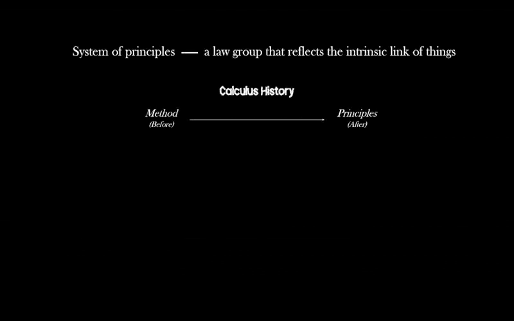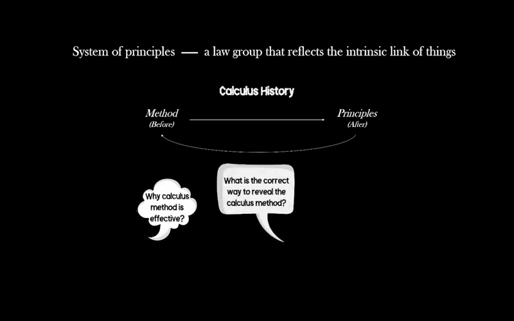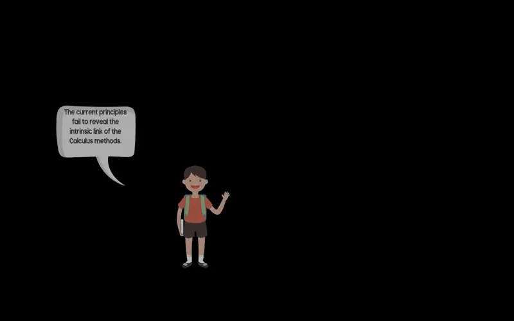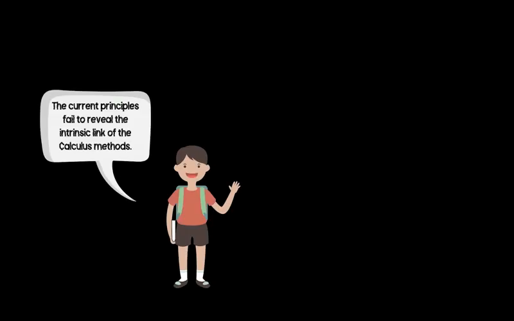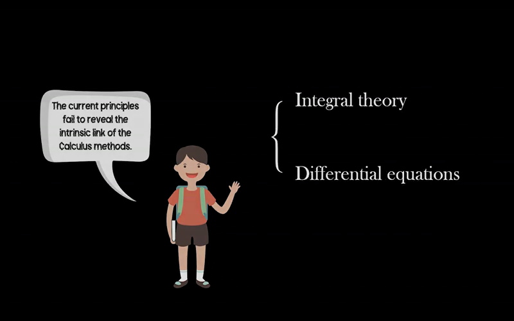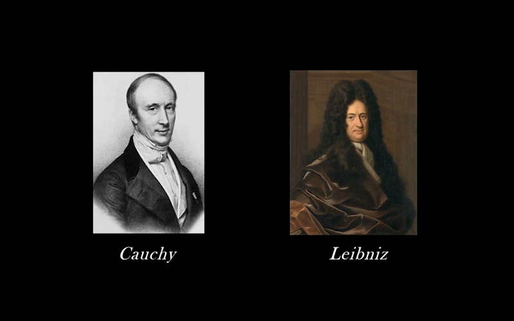As stressed in the previous video, the so-called system of principles is a law group that reflects the intrinsic link of things. The system of principles of the calculus is an interlocking law system that explains the intrinsic link of calculus methods. In Ding's opinion, the current principles of calculus established by mathematicians headed by Cauchy fail to reveal the intrinsic link of the calculus methods. Today we will introduce his critique on integral and solving differential equations. Let us make a comparison between Cauchy's and Leibniz's systems.